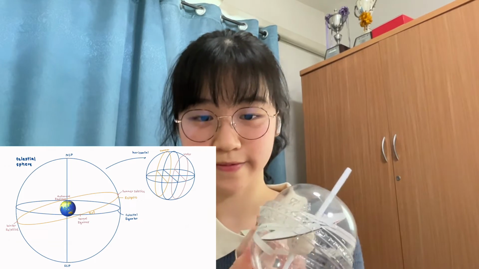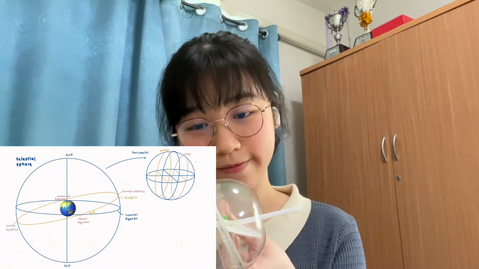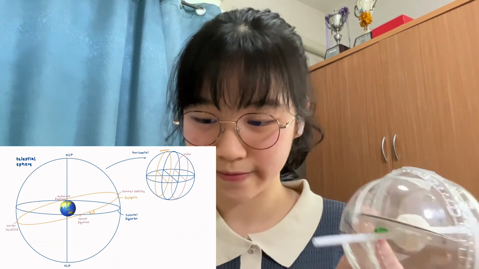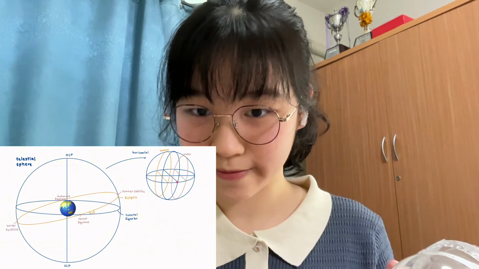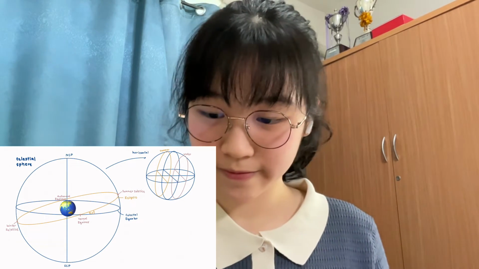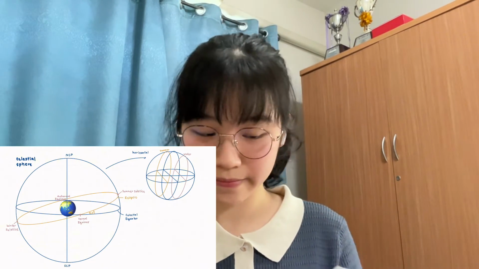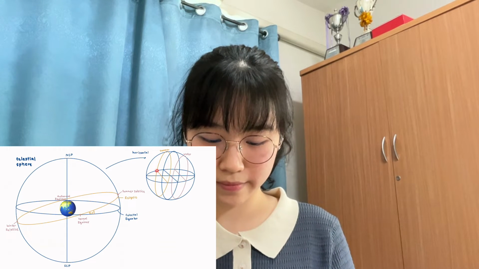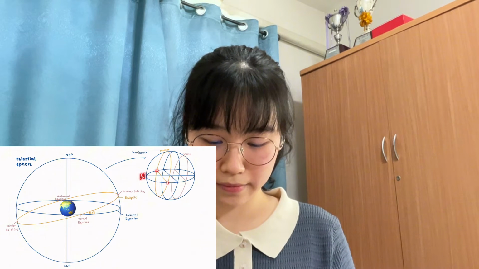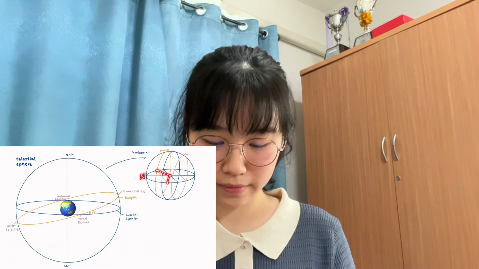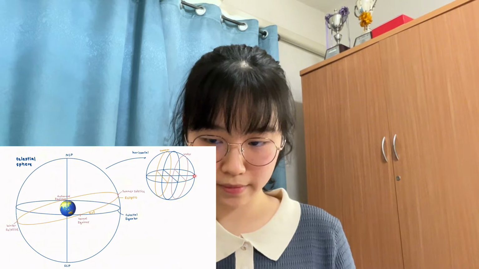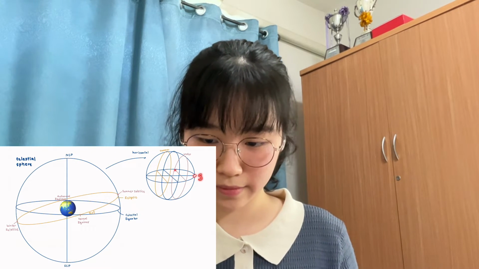For the vernal and autumnal equinox, the Sun rises due east and sets due west. But for the summer solstice, the Sun rises as far to the northeast as it ever does and sets as far to the northwest. On the other hand, for the winter solstice, the Sun rises as far to the southeast as it ever does and sets as far to the southwest.